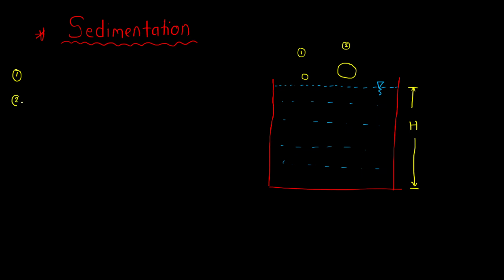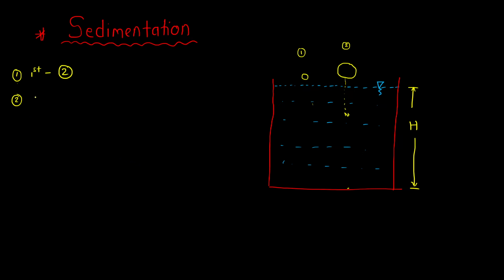The second question is, can we calculate the time in which the stone will reach the bottom surface? That is, what is the time taken by the individual stone to reach this surface? First we'll answer the first question, which will reach first. Among stone number 1 and stone number 2, as the weight of stone number 2 is greater, this will come faster, or we can say it will reach the surface quickly. So which will come first? Stone number 2.